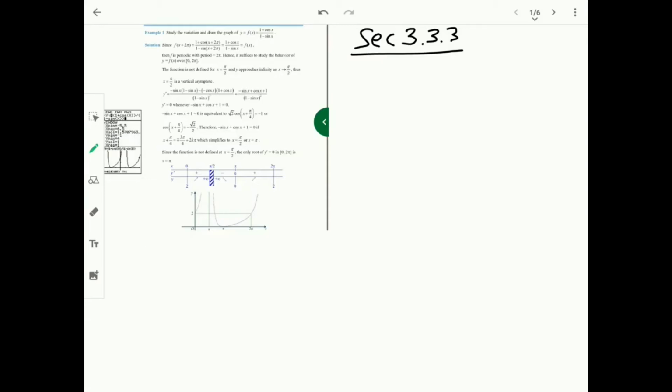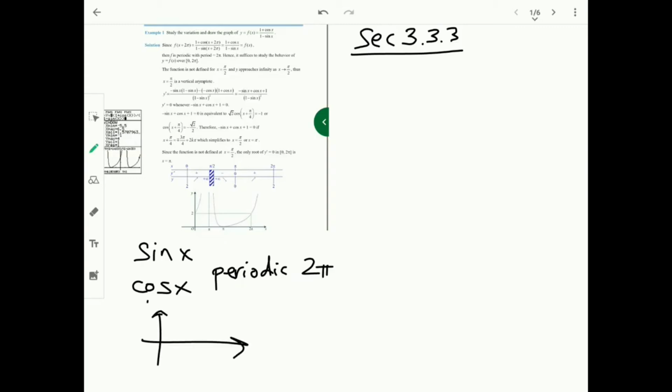So we should all know that sine x and cosine x both are periodic with period 2 pi. Basically what that means is they repeat every 2 pi. For example, sine is like this, it repeats. So 0, 2 pi, and then it just keeps repeating like this. So that's what it means, they're periodic of 2 pi.